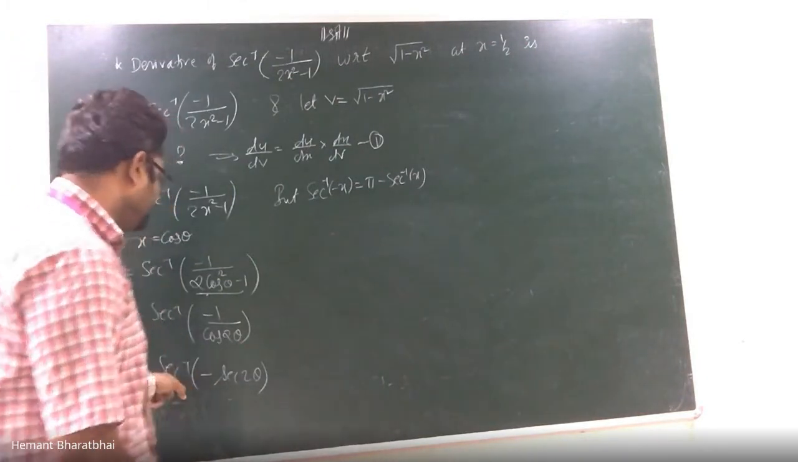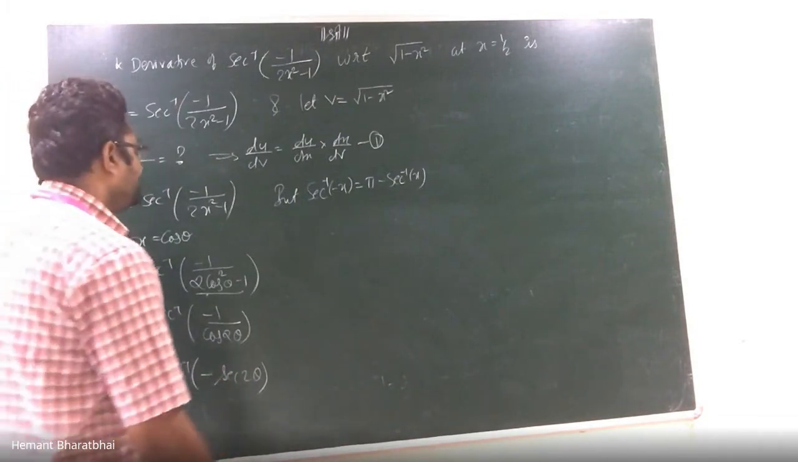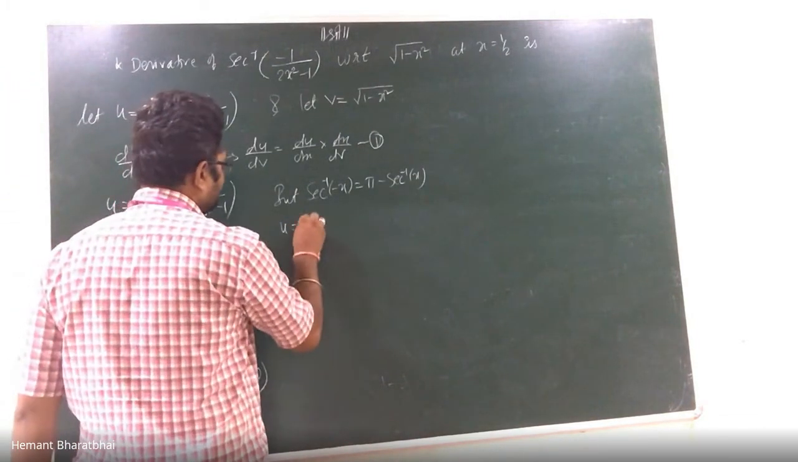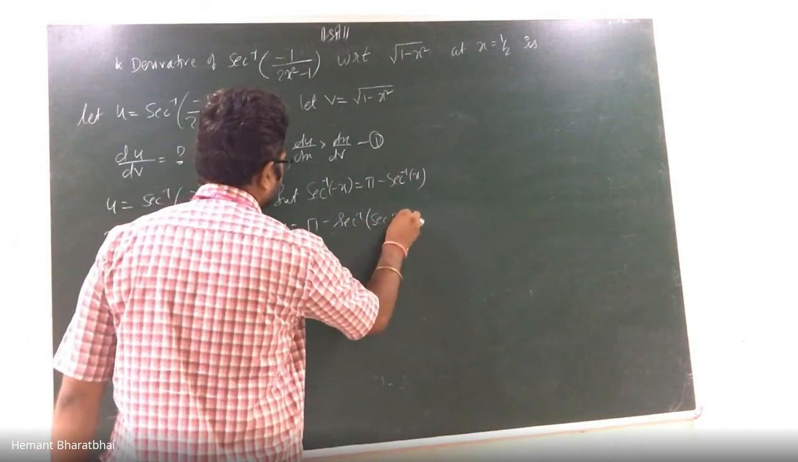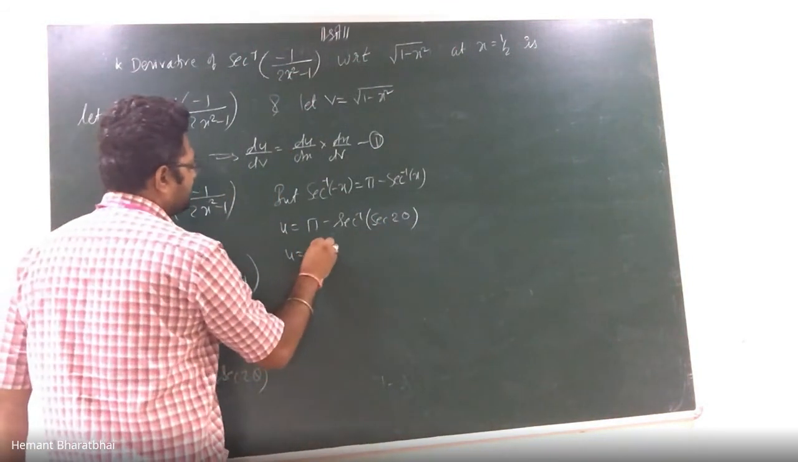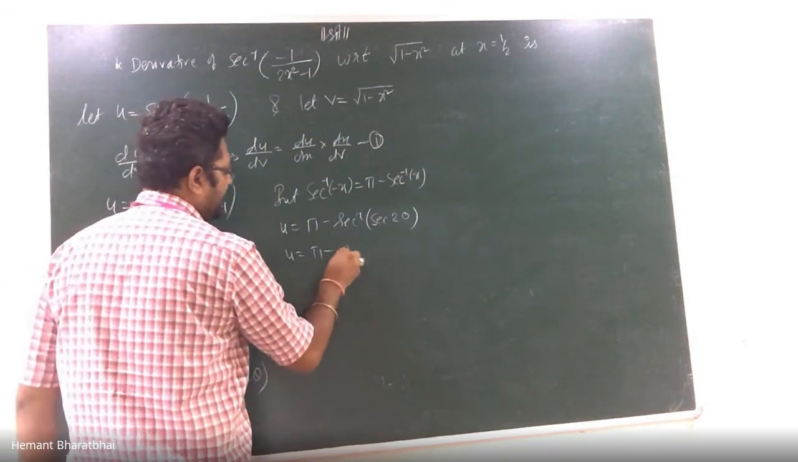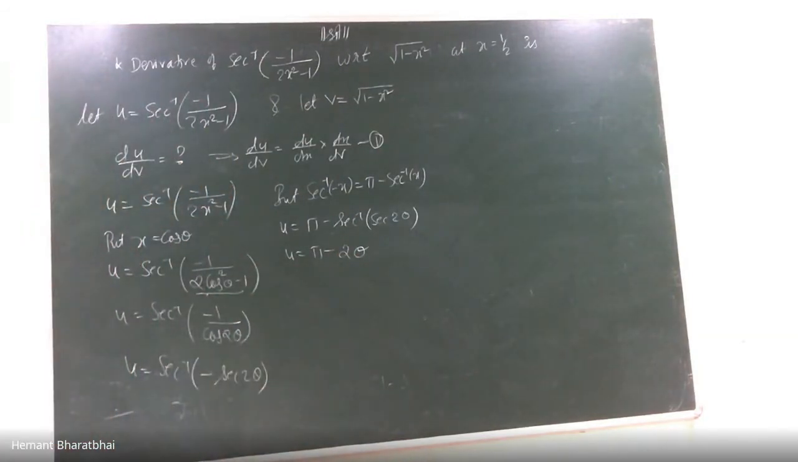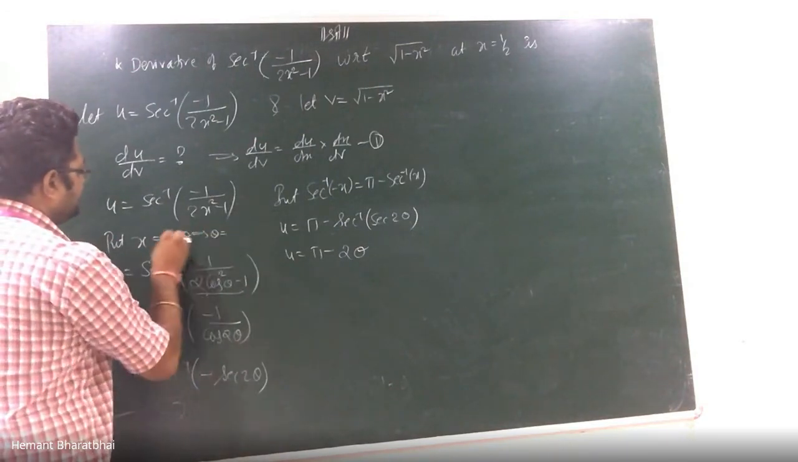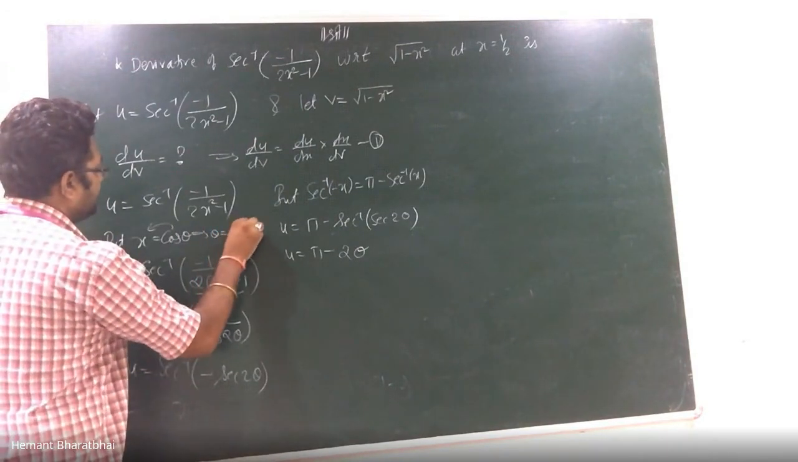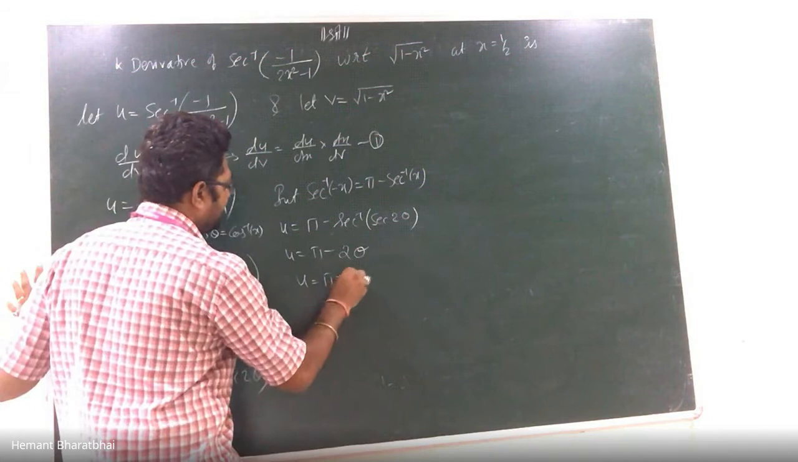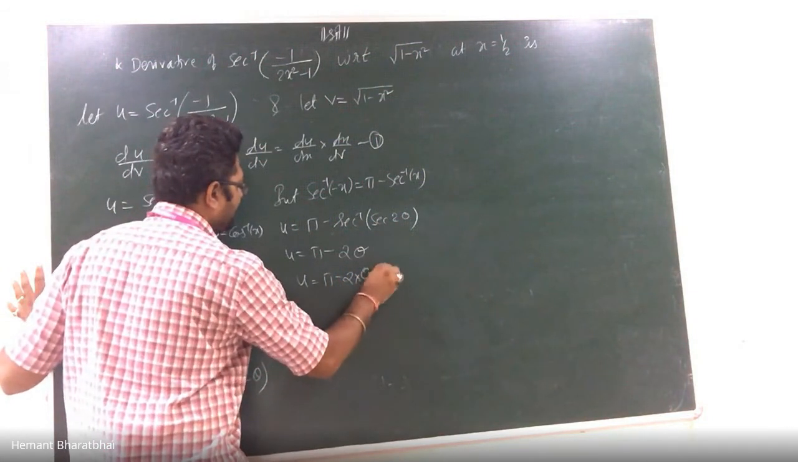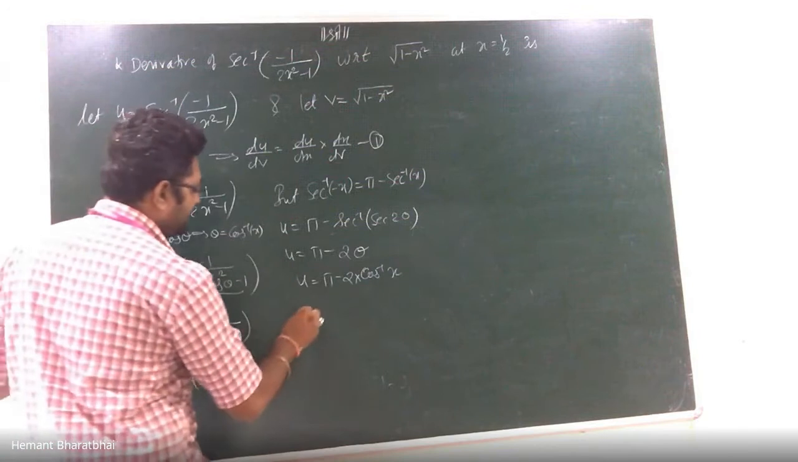So similarly here, sec inverse of minus sec 2 theta. On these same lines, I can write u is equal to pi minus sec inverse of sec 2 theta. Instead of x, we have sec 2 theta. So now I'll have u is equal to pi minus, now the sec and sec inverse will get cancelled. So I'll get pi minus 2 theta. So from here I'll get the value of theta as cos inverse of x. So I'll substitute over here. So I'll get u is equal to pi minus 2 into cos inverse of x. Now I can take derivative with respect to x.